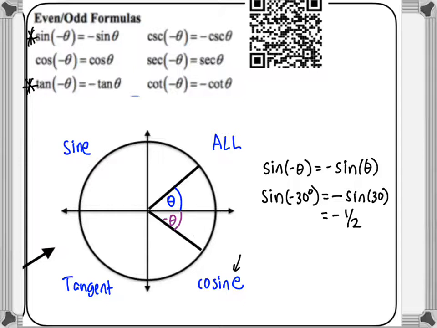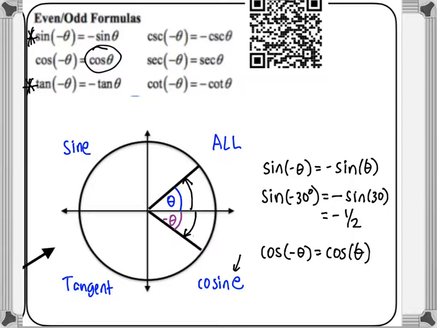So with cosine, if I started off with cosine of a negative theta, the way that we could take a look at that is that cosine would be positive here, and cosine, if I go in this direction, is going to be positive as well. So if I move in a positive or negative direction, cosine is still going to end up being positive with its reference angle. So we would just have the cosine of theta.